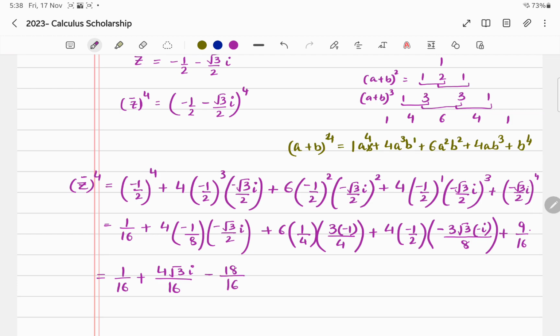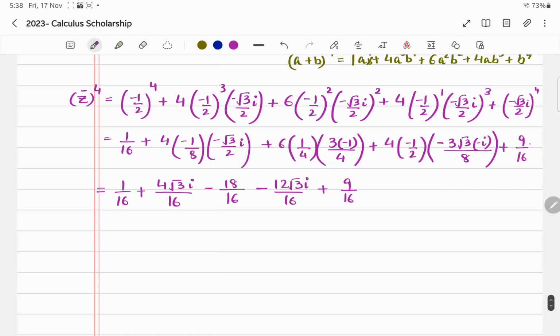Next one has 1 negative, 2 and 3 negative signs. So it's going to be negative. 4 times 1 is 4 times 3 is 12. So 12 root 3 and i over 8 times 2 is 16, plus 9 over 16. All right, now all the denominators are 16, so that's very helpful.